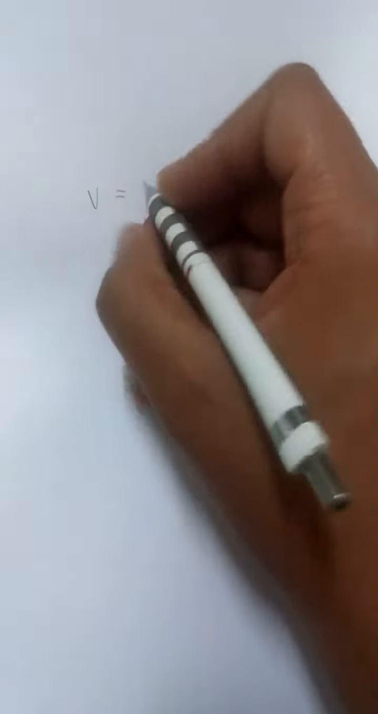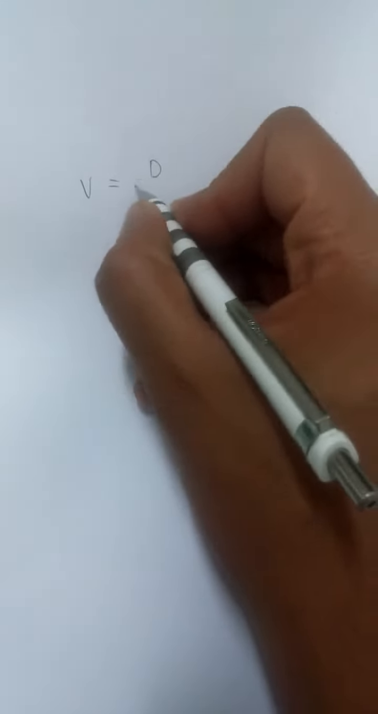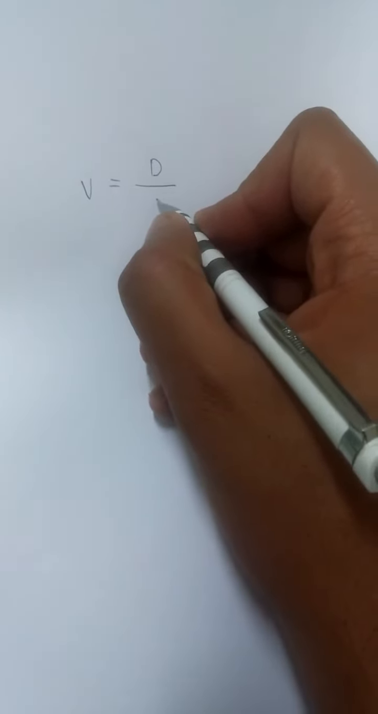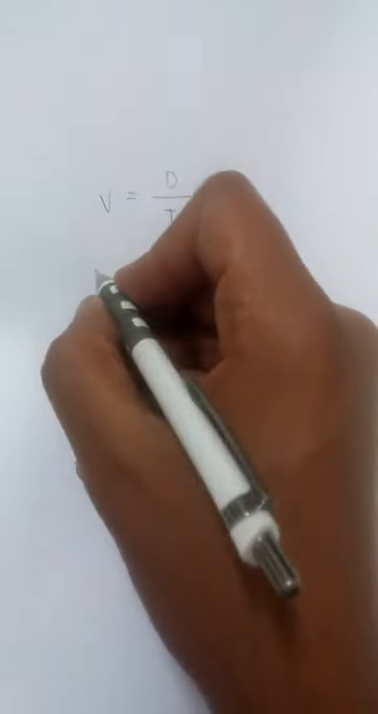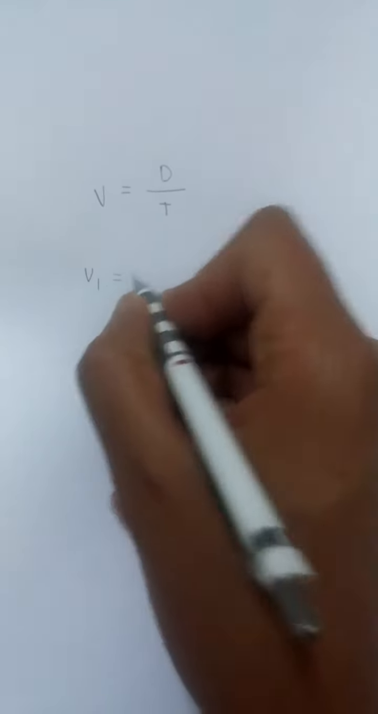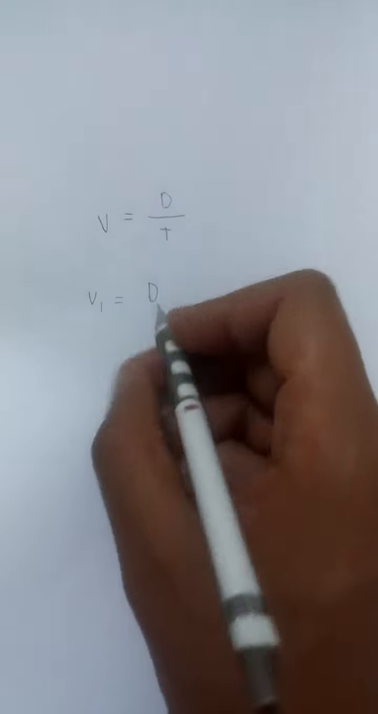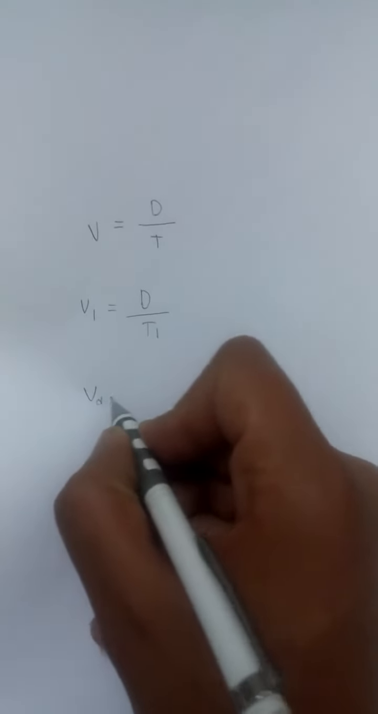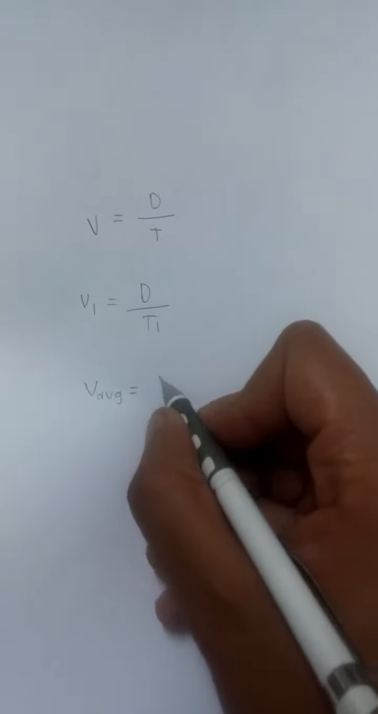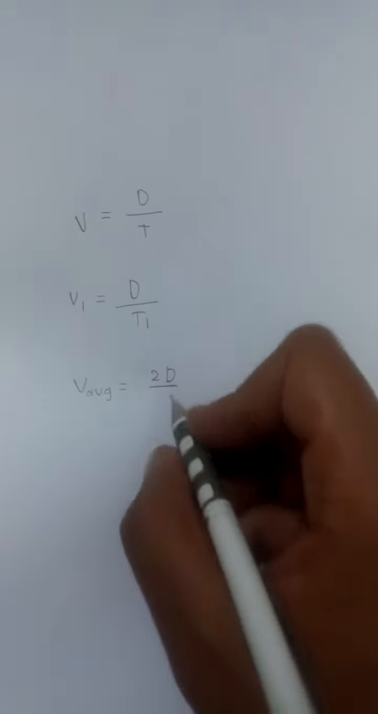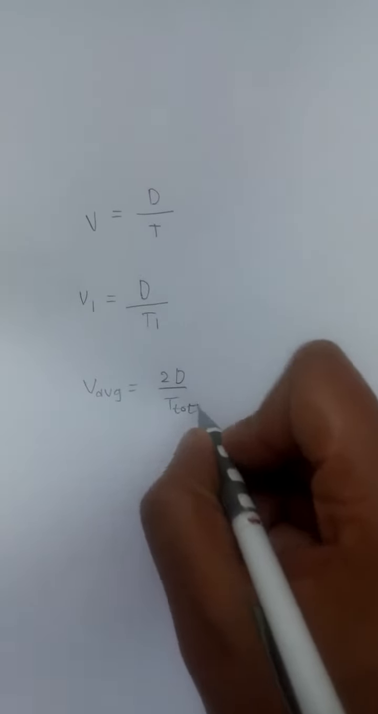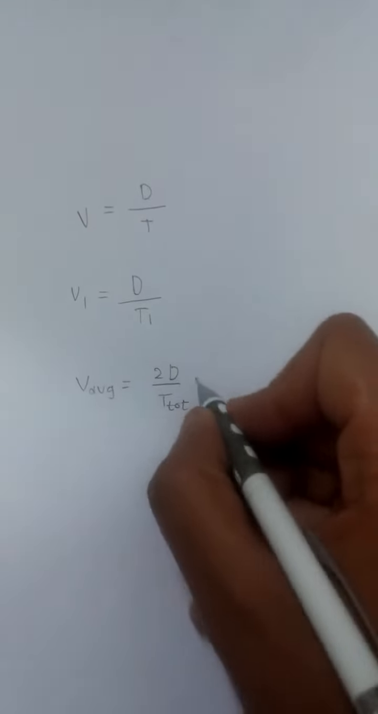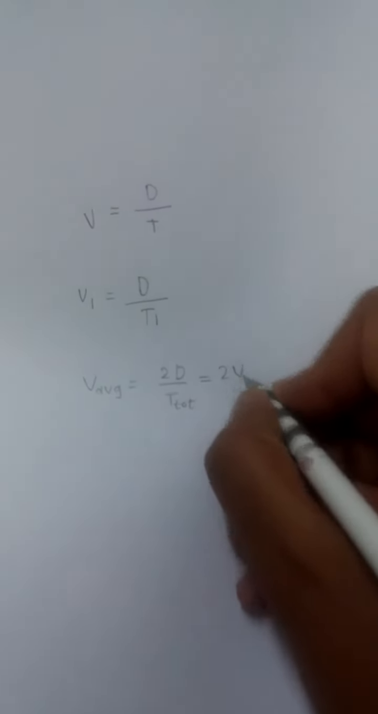For the third riddle, we know that the velocity equals the distance divided by the time. For the first lap, the velocity v1 equals the distance, which is the track distance, divided by the time of the first lap. For the average velocity of the two laps, v average equals the distance of the two laps, which is 2d, divided by the total time of the two laps. And as we conditioned, the v average must equal v1.